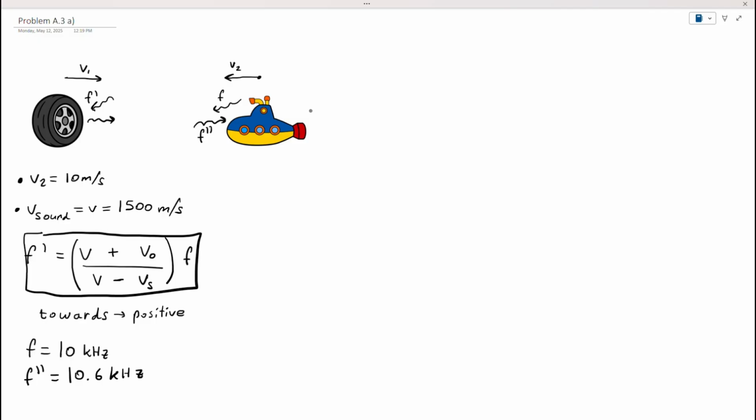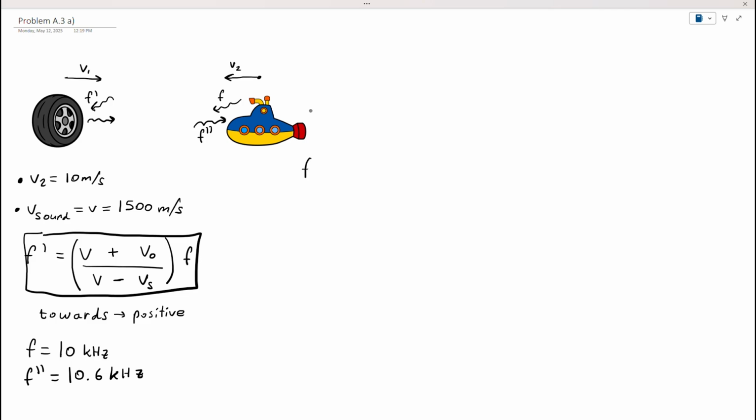So we're going to use this formula for the Doppler effect. The speed of the observer VO and the speed of the source VS are always going to remain positive in this problem because both objects are moving towards each other. So the first equation is going to be this one.